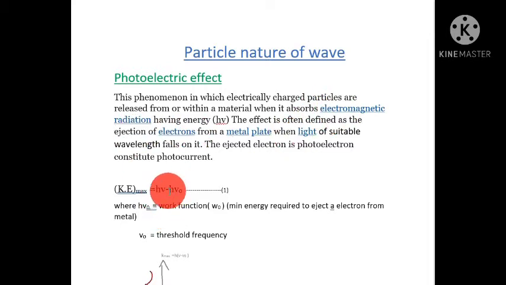And here, what is work function? The minimum amount of energy required to eject an electron from the metal surface is called the work function, below which we cannot eject an electron from that surface. If the electromagnetic radiation has energy less than this work function, then you cannot eject an electron. This mu naught is called the threshold frequency, the minimum frequency below which electron ejection is not possible.